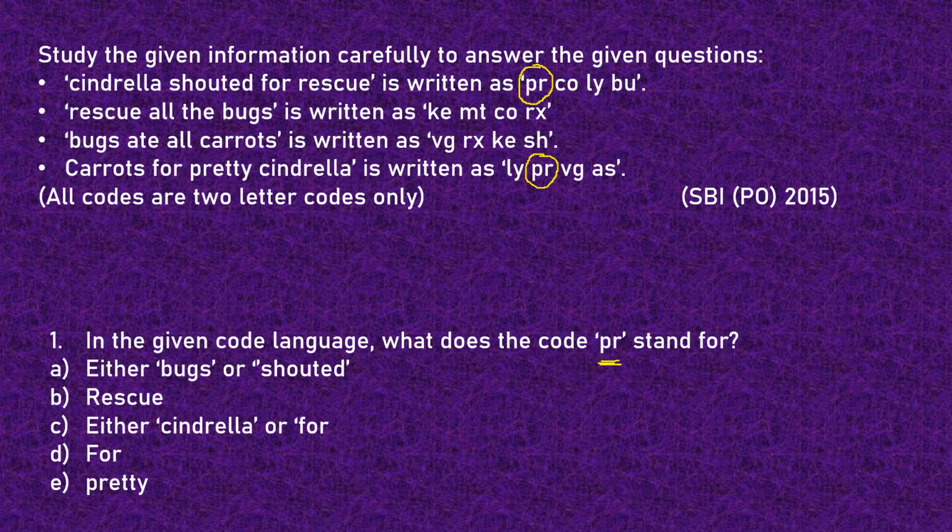Now when we compare the statements, let us see what words we have in common in these two statements. Cinderella shouted for rescue, and here we have carrots for pretty Cinderella. So I can see Cinderella present in both the statements and for present in both the statements. That means PR is either the code for for or for Cinderella. That means our correct answer is option C for this particular question. Similarly, we'll be taking up more questions which were asked in the same year.